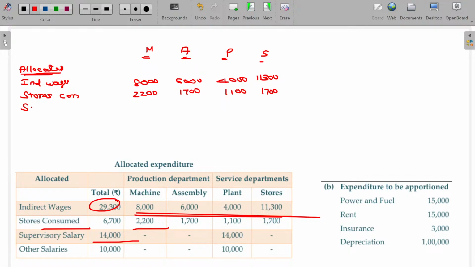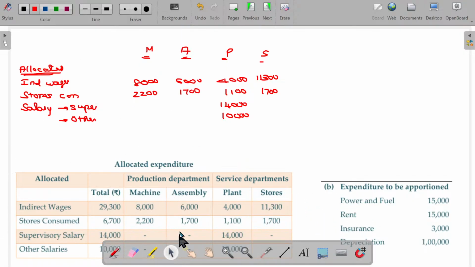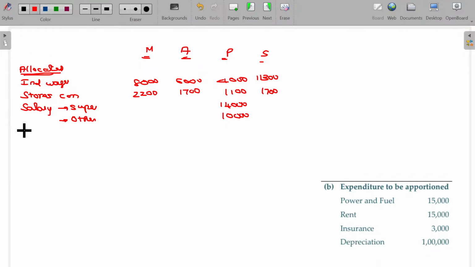Supervisory salary, 14,000. This entire 14,000 is only for the plant department. Supervisor and others, the entire value is for plant only. Hope you will now be able to understand. Then the next one being apportionment.